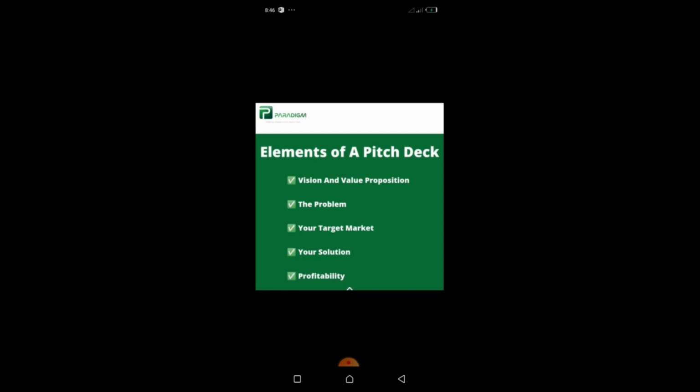Number 2 element of a pitch deck is the problem. What I mean by elements is that these are things that your pitch deck must contain. These are things that must feature in your pitch deck. The second thing is the problem. Now, what problem is your business solving?